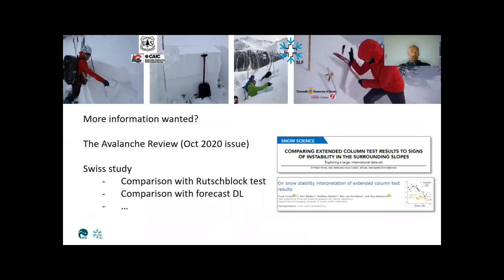If you would like more information, please read our short article in the Avalanche Review. This article will be published in this October's issue. If you are interested in more of a scientific background and also a comparison, for instance, between ECT and the rutschblock test, or a comparison between ECT results and the forecast danger level in the region, or whether it might make sense to perform a second ECT in the same snow pit, then please refer to the second publication, which I've shown here on the screen.